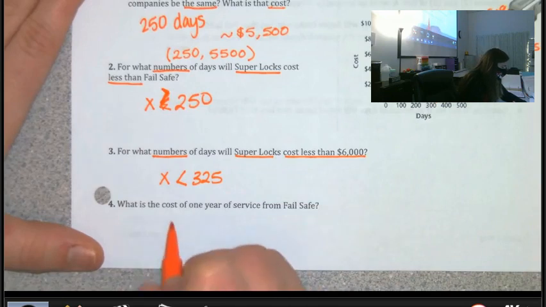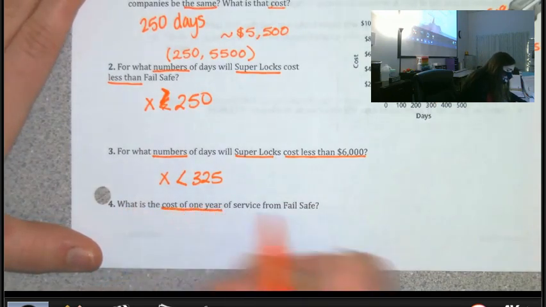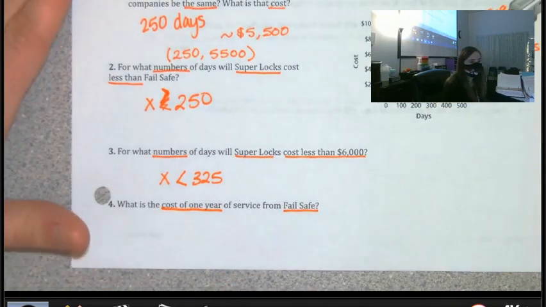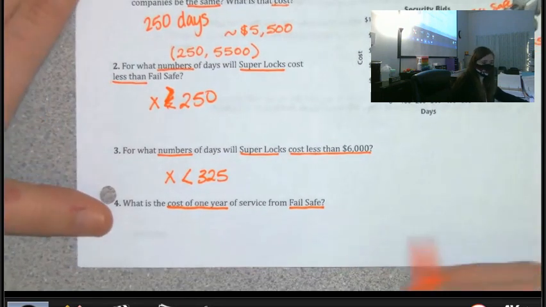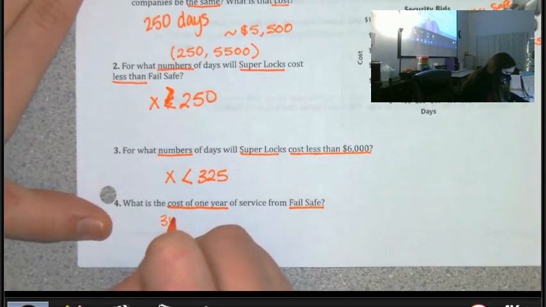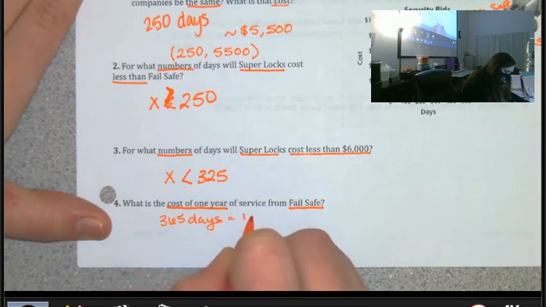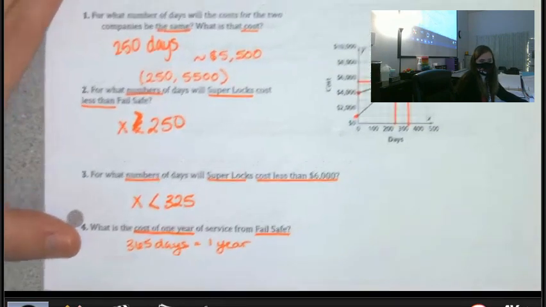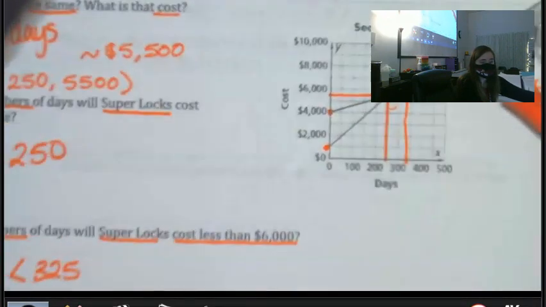All right. And this is another estimate. So what do you think the cost for 1 year of service will be for fail-safe? So how many days are in a year? 365 days in 1 year. So we have 365 days equals 1 year. All right. So if 365 days equals 1 year, and we're looking at fail-safe, which means we're looking at the light gray.